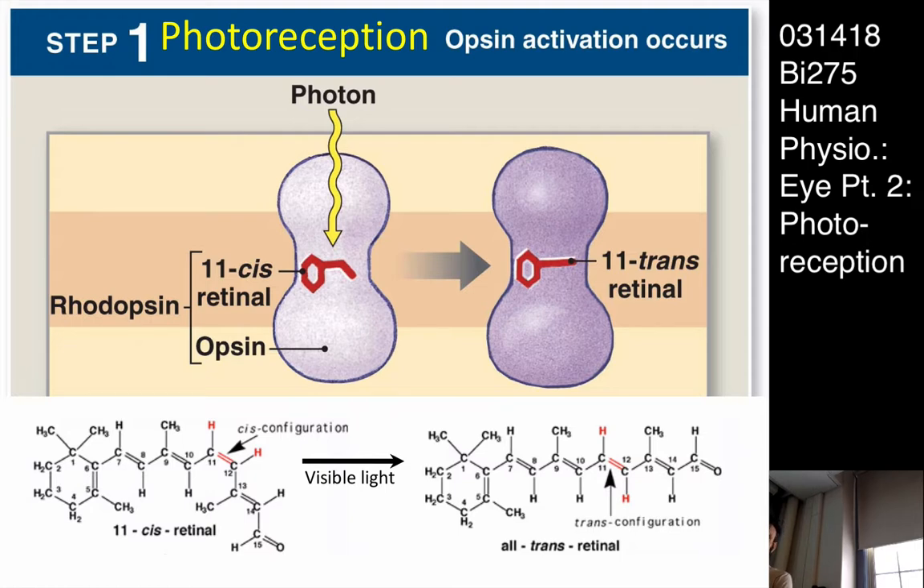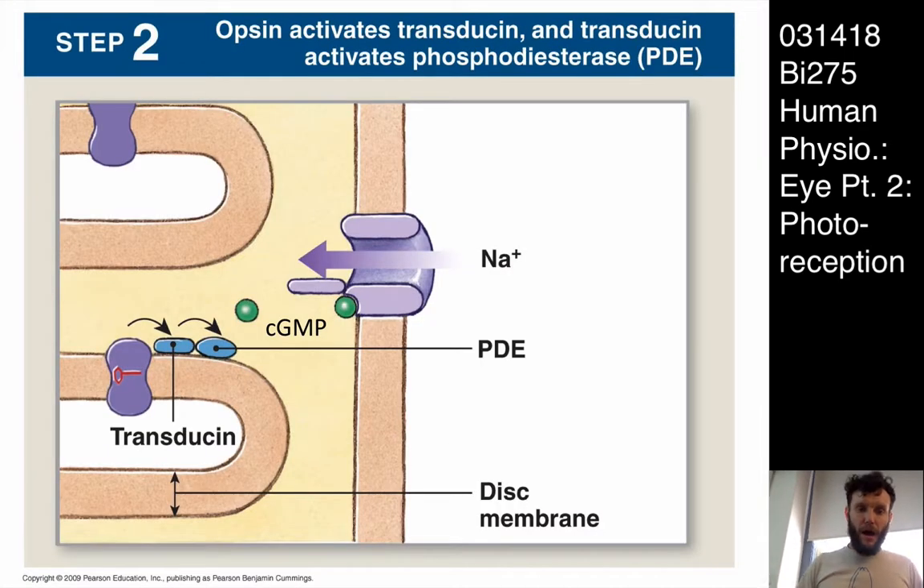Is everybody following that idea? Pretty straightforward. Did anyone not get that? So this is the trigger. 11-cis retinal absorbs a photon, goes to 11-trans retinal. That sets off a sequence of events.